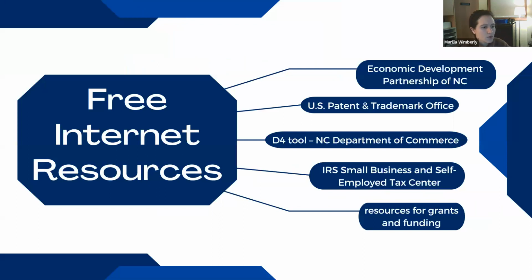So these are the ones we're going to look at today. The Economic Development Partnership of North Carolina, U.S. Patent and Trademark Office, the D4 tool developed by the North Carolina Department of Commerce, the IRS Small Business and Self-Employed Tax Center, and some resources for grants and funding. These are by no means the only resources available on the web, as I'm sure you can guess, but they will probably end up being some of the most useful. So let's dive right in.